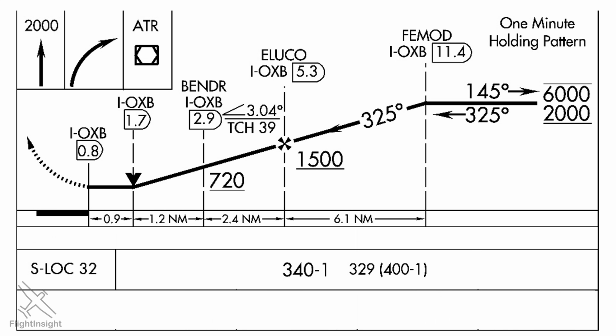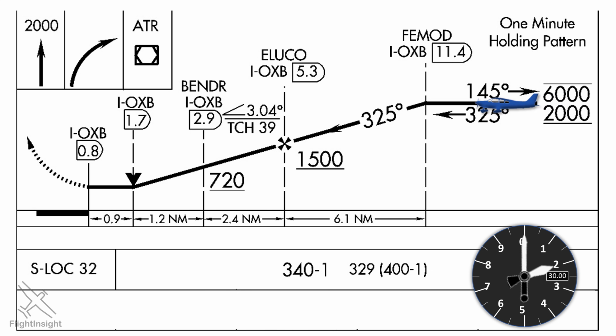Since we don't have vertical guidance, we don't have anything to continuously guide us down to these altitudes. The only requirement is that we remain above those altitudes until passing the fix. In meeting these requirements, an aircraft could begin the approach at, say, 2,000 feet, reach FEMOD, begin a descent to 1,500, and level off before reaching Iluco. Descend after Iluco to 720 feet, and level off again. Pass Bender and descend to the minimum descent altitude of 340 feet.